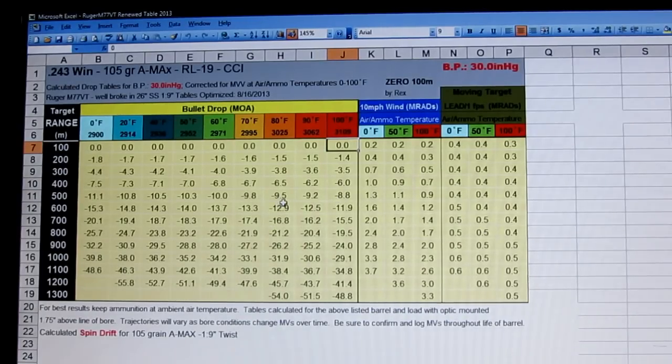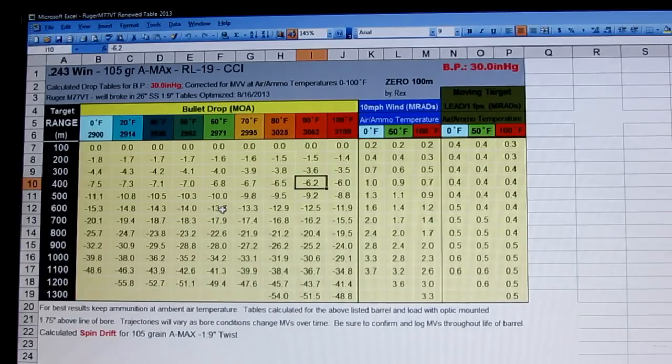But this should get you guys started. And you should be able to take one of these bad boys out in the field and you'll be surprised how close it's going to get you. The reason it's going to be off is because you're not going to be used to checking all your various conditions in the field. So you might forget to check your barometric pressure, for example, and that'll throw you off. You might forget to check your ammunition temperature. That will significantly throw you off.